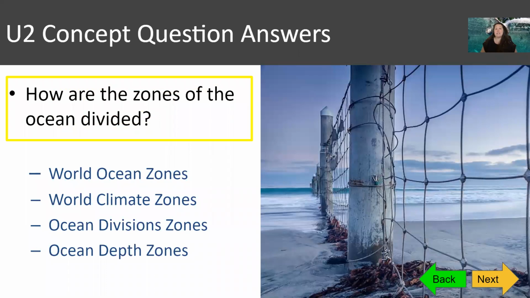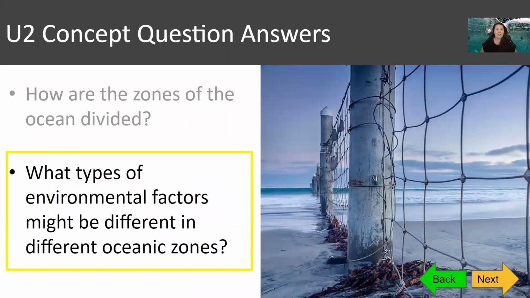So moving along and summarizing, how are the zones of the ocean divided? There are 4 divisions, which we've talked about: the world ocean zones, the world climate zones, the ocean division zones, and the ocean depth zones. So now we're going to answer the second concept question. What types of environmental factors might be different in different oceanic zones?